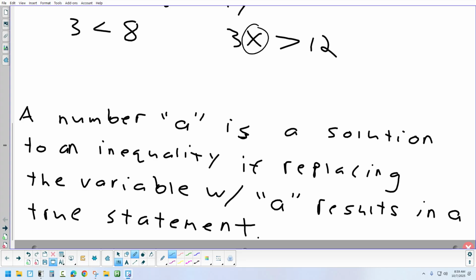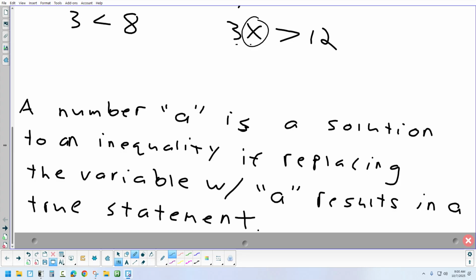If I plug in 4, I get 3 times 4 is 12. Is 12 greater than 12? No. So in that case, 4 is not a solution because we didn't get a true statement. 12 is not bigger than 12. So any question on how you check if a number is a solution? Okay.